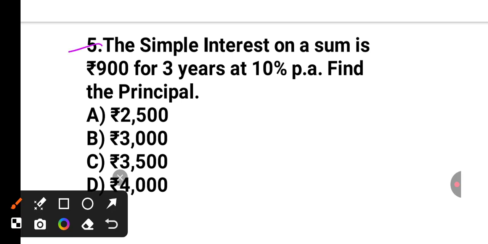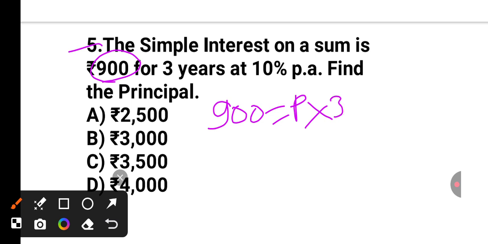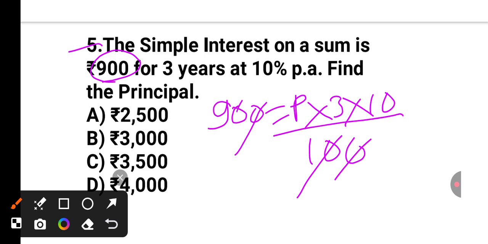Next, find the principal. See, simple interest is equal to P unknown into 3 into 10 divided by 100. This is 3, means 3000.